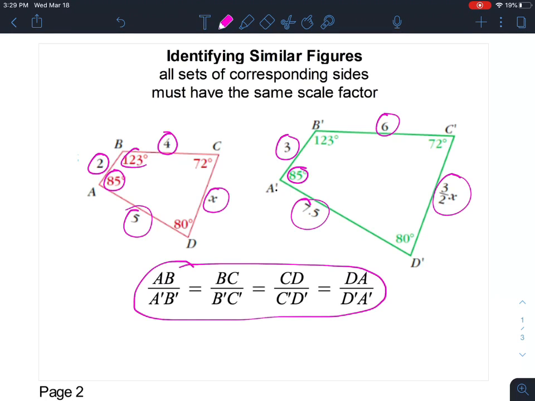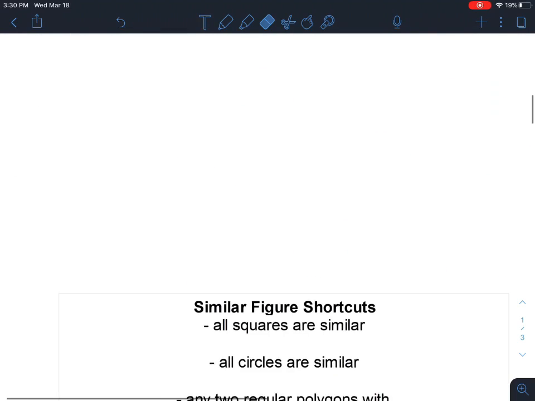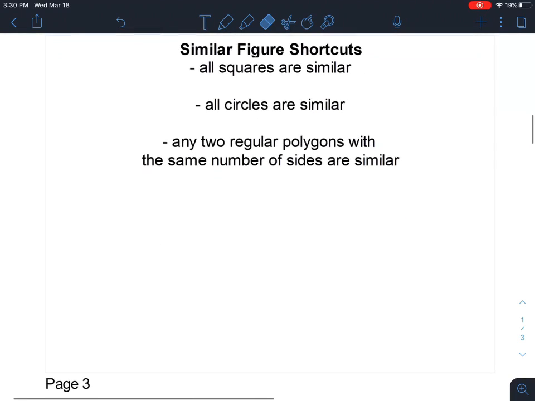Another thing too is that all of our angles, 85, 85, 123, 123, and so on, all of those angles happen to be congruent between the two shapes. Once we are able to show that, then we know that they are going to be similar.